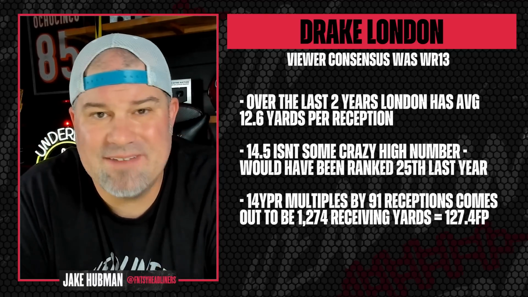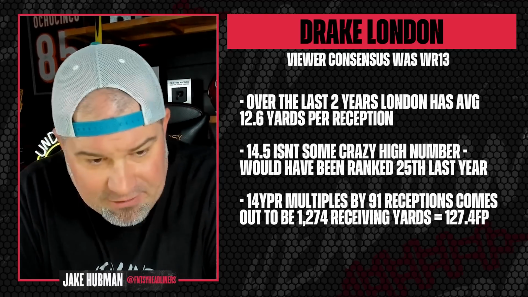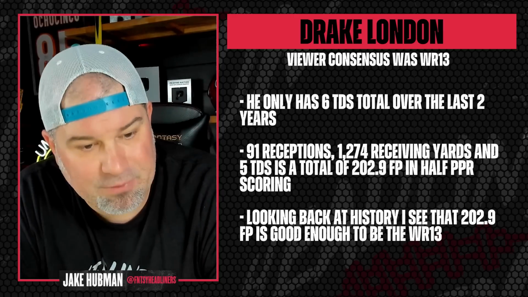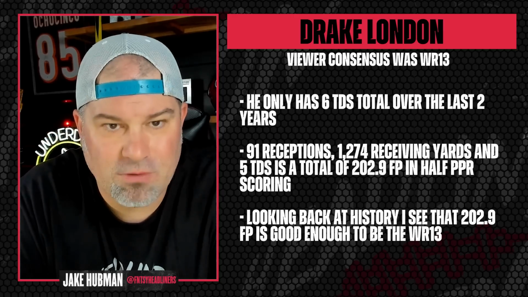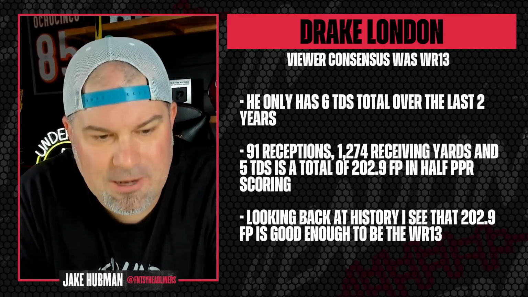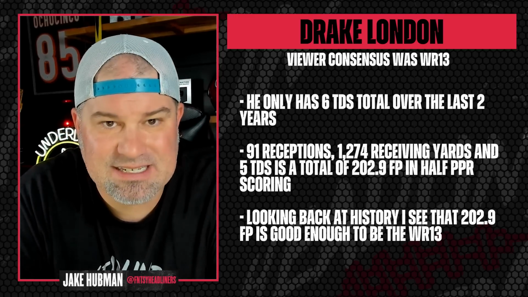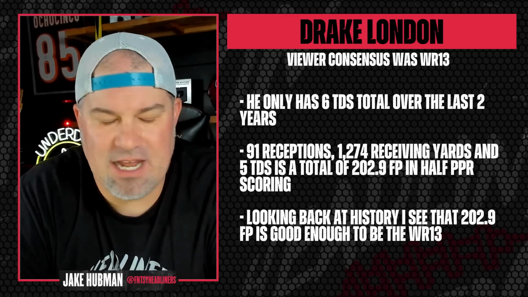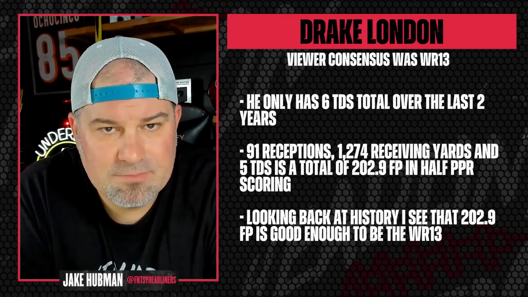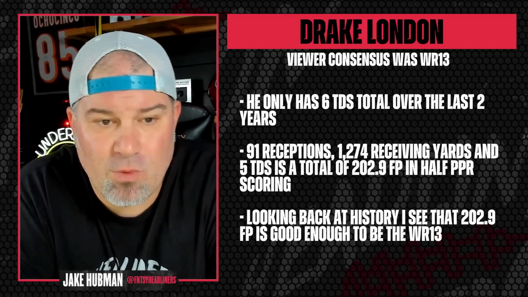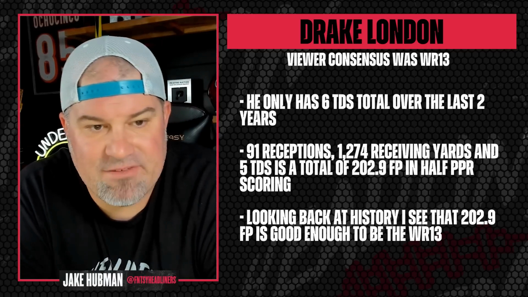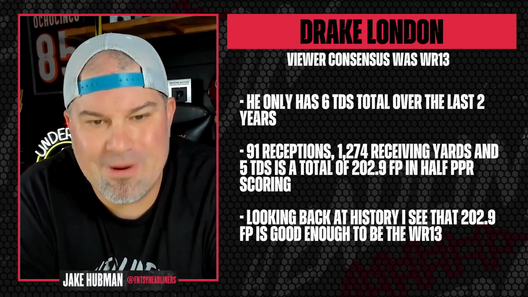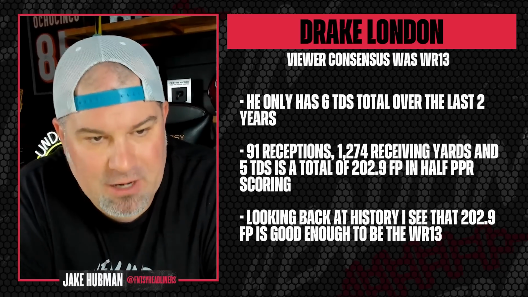So really that only leaves us touchdowns now to figure out. Something we haven't seen from Drake London very much over the last couple of years. He only has 6 total touchdowns over his last 2 combined seasons. But let's just see, what if we just give him a handful of touchdowns? 5 touchdowns. Let's do that and then go from there. Which means our overall stat line is going to be 91 catches for 1,274 receiving yards and 5 touchdowns. That's a total of 202.9 fantasy points in half PPR scoring.